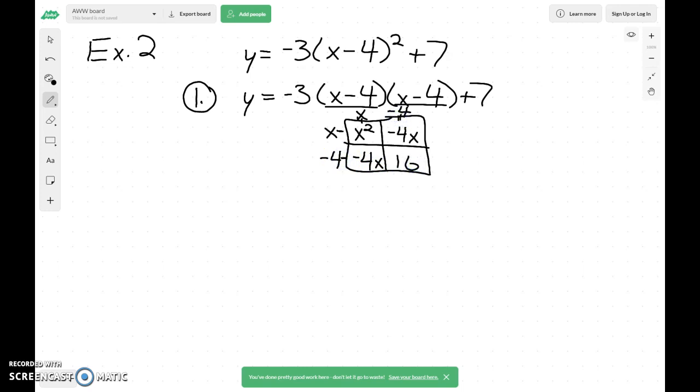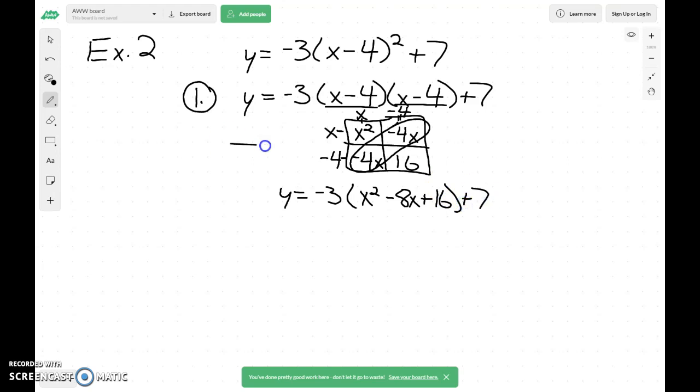So when I go to rewrite this, this is actually the third step we were talking about earlier. We're going to take and combine those numbers. And then when we rewrite it, we're going to have y equals -3, parentheses, x squared, -4 plus -4 is going to be -8x, and then plus 16. And then when we finish this out, we're going to have a plus 7 on the end of the problem.